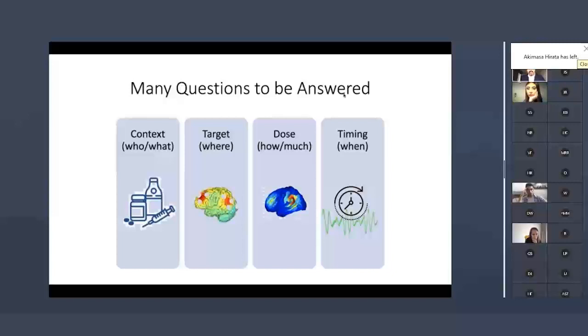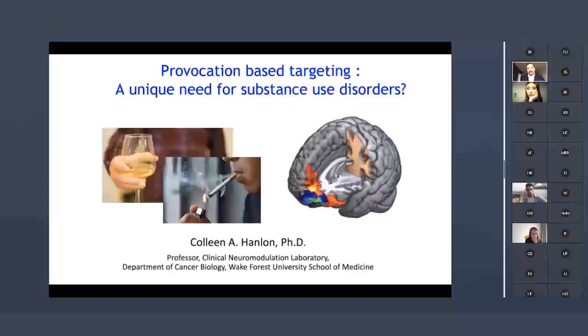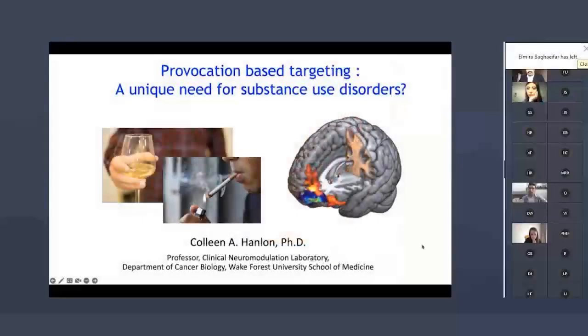And our next speaker, Dr. Colin Hanlon, who is one of the shining stars in the field, and my co-chair here, is going to give you an idea about how we can do optimization using provocation-based targeting. Colin, please. Great. Well, thanks so much. And again, thank you all for being here. And Hamed, your leadership skills are incredible, as always.